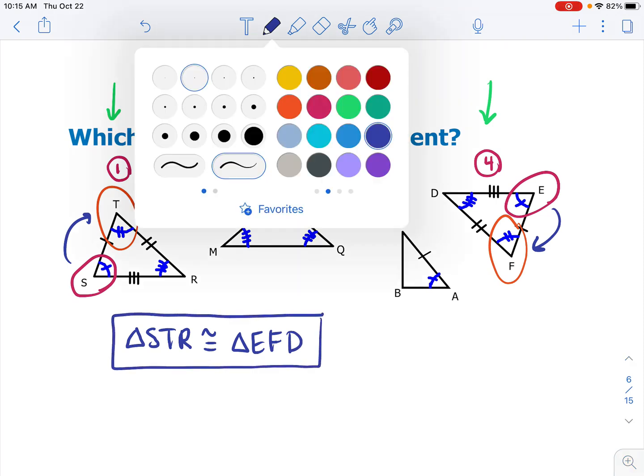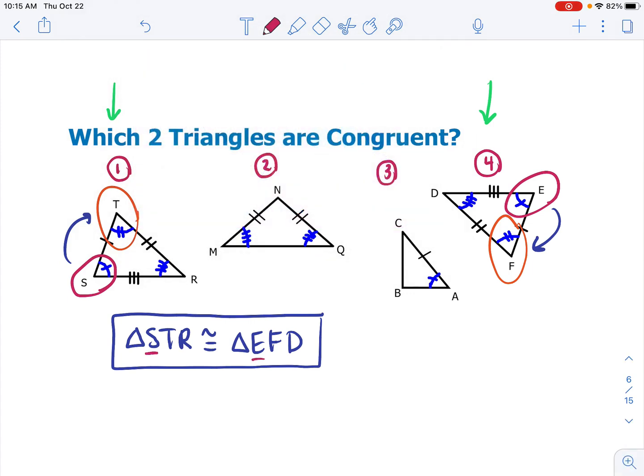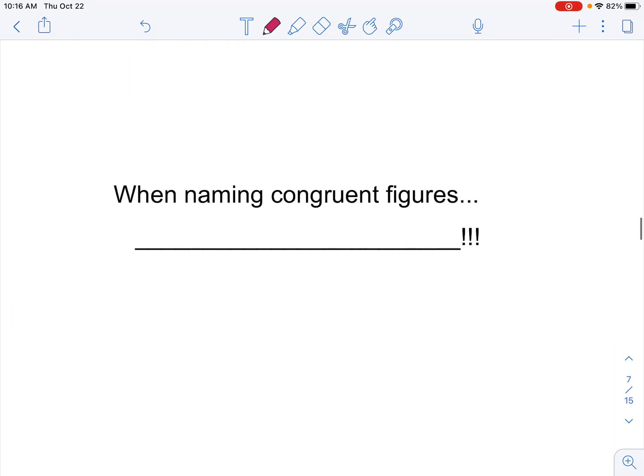Okay, so that means S and E correspond, T and F correspond, R and D correspond. So we have to name these triangles congruent in this particular order. So when naming congruent figures, order matters. We need to name the triangles in a very specific order.